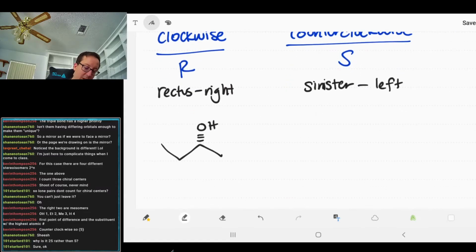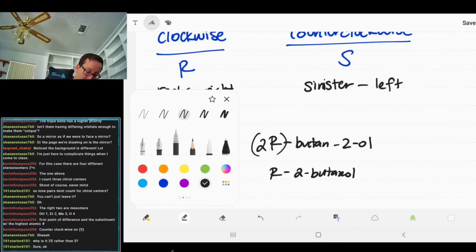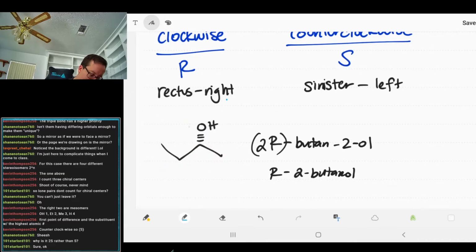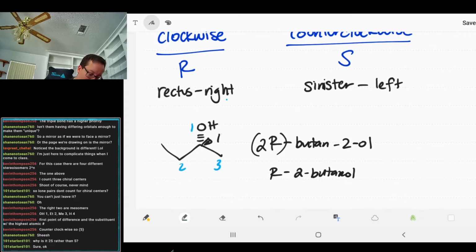So this will be our R-butan-2-ol. I'm sorry, I really just prefer this way. But it will be very good. Okay. Anyways, how do we know it's R? Well, our priorities are the same, right? We have priority 1, priority 2, priority 3, and then now we have our hydrogen in the front.